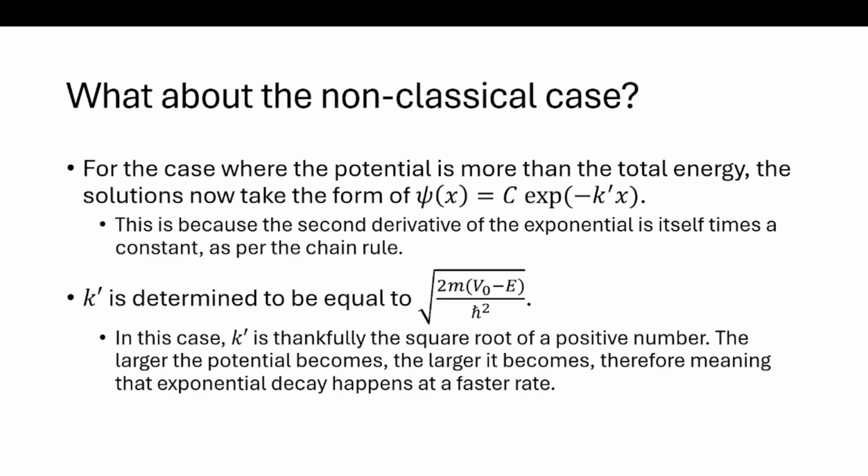Now, thankfully, when we use wave functions of this form, k prime is the square root of a positive number, meaning that we don't get any imaginary business over here. And as the potential becomes larger, k prime also becomes larger. And as you can see in the wave function, k prime times x, that's a negative term, signifying exponential decay. And as k prime grows more positive, exponential decay will happen much more quickly.